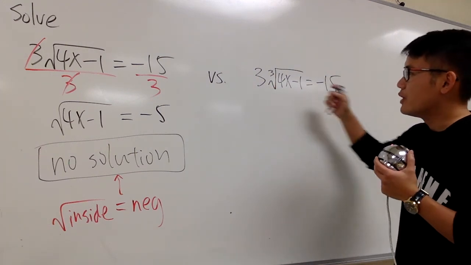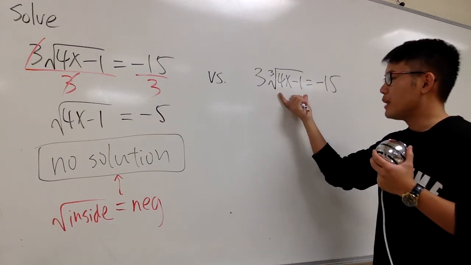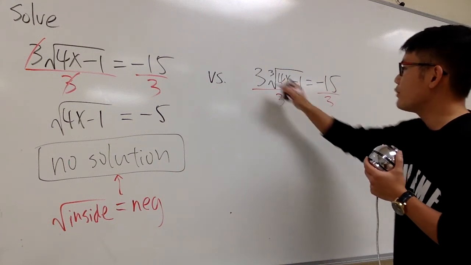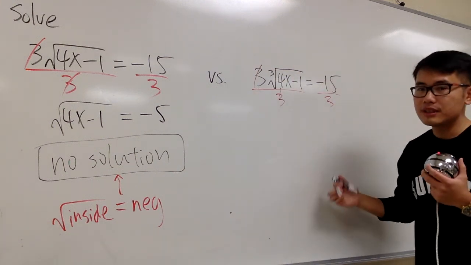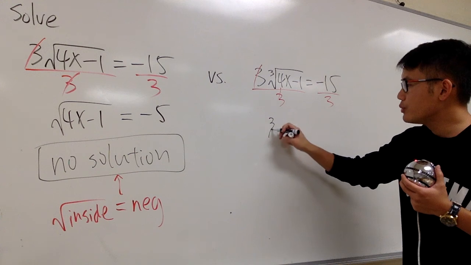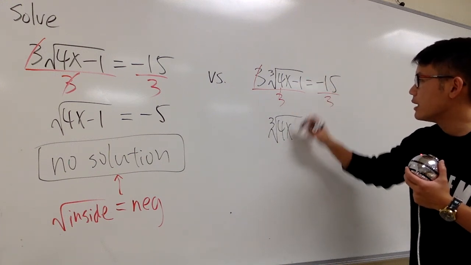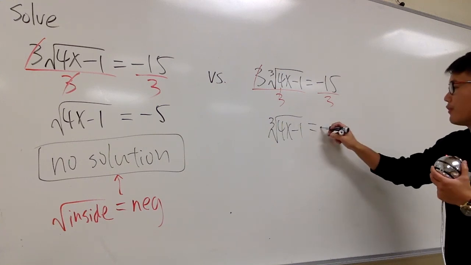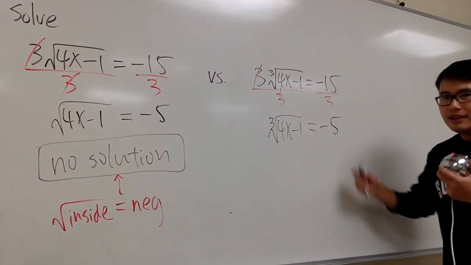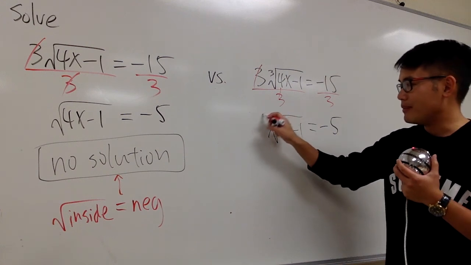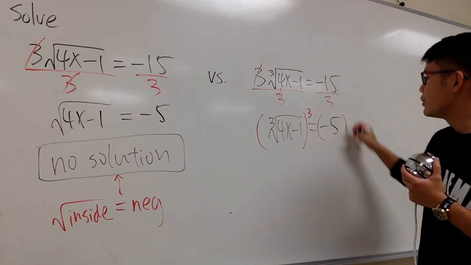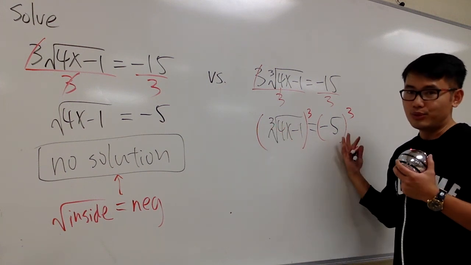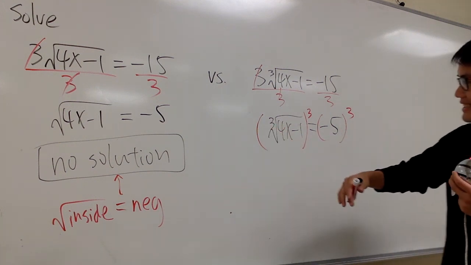So to solve this equation, once again we have this 3 that's multiplying with this cube root. I am going to divide both sides by 3 because we have to isolate the radical part first. Here we have the cube root of 4x minus 1. This is equal to negative 15 over 3, so of course that's negative 5. This is legitimate because now I'm going to just raise both sides to the third power. For any odd root, this is doable, okay? And then we do it.